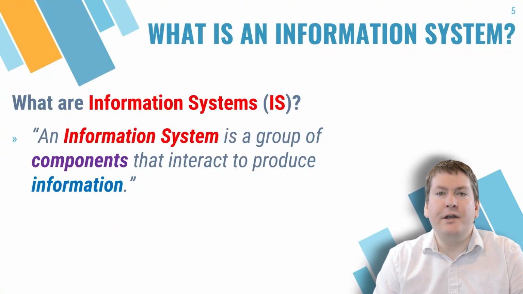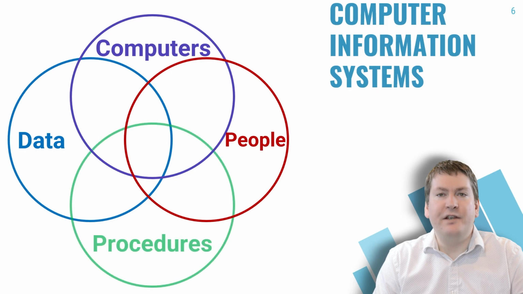From our last lecture, we know that the textbook definition of information systems is a group of components that interact to produce information. We also talked about information systems existing long before computers in the form of paper, filing cabinets, card catalogs, ledger books, and most importantly, people following procedures to transform data into information. But when we are discussing information systems in this course, what we are referring to in particular are computer information systems. When data, computers, and people come together, following predefined procedures to produce information, we have a computerized information system.